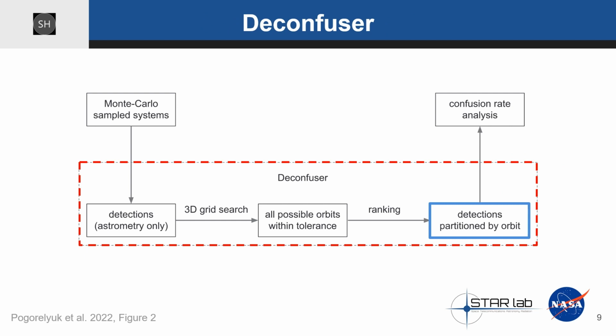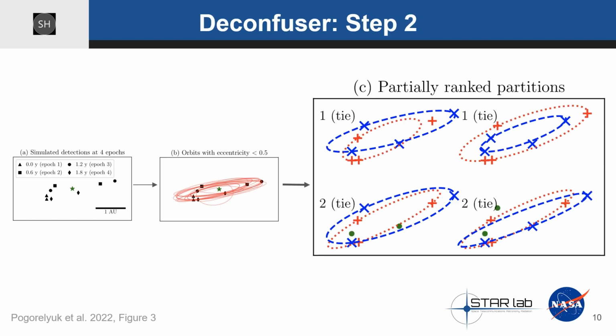So the next task for the deconfuser is to try to fit orbits to all combinations of unlabeled detections and assign or partition the detections by orbits that fit them well. The deconfuser fits by the fewest points first and increases their number only if the fit is good, and that's to avoid fitting orbits to all possible point combinations. Then the deconfuser iterates over all partitions of detections, or which groups of detections belong to which planet. Orbits that have more matches are ranked higher, and groups of detections with higher ranking orbits are returned first.